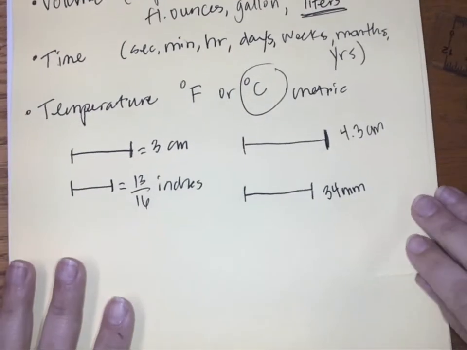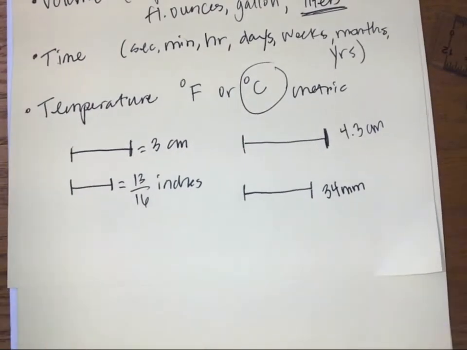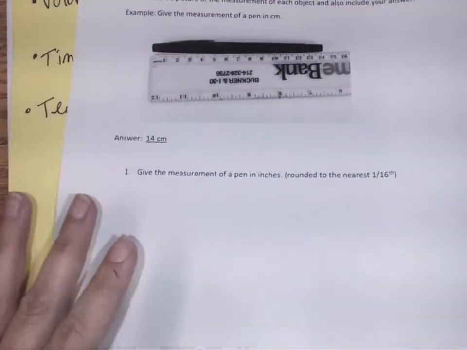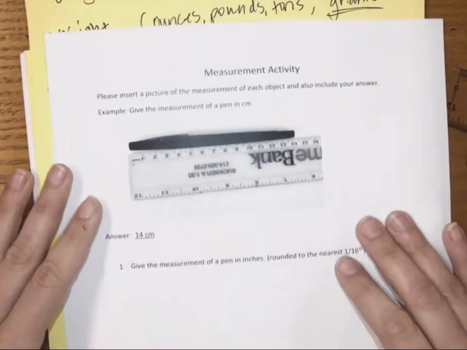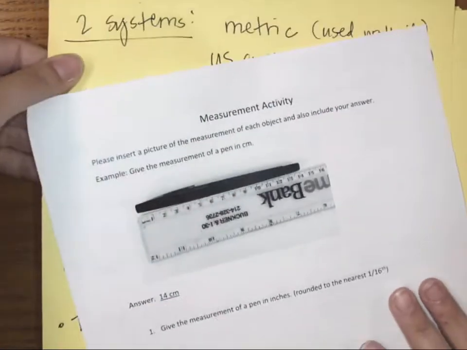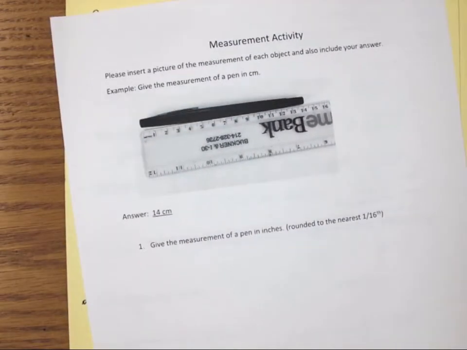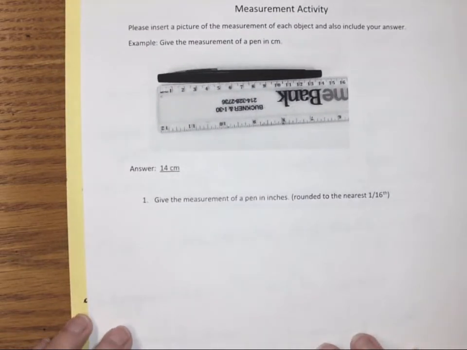So for your activity that you're going to do at home, this is under the document section. Click on it and it should open it up. This is a measurement activity. So again, if we were here, I would give you all the same thing for us to measure so we could all come up with the same answer. Unfortunately, that's not an option. So I have a few things I want you to do.